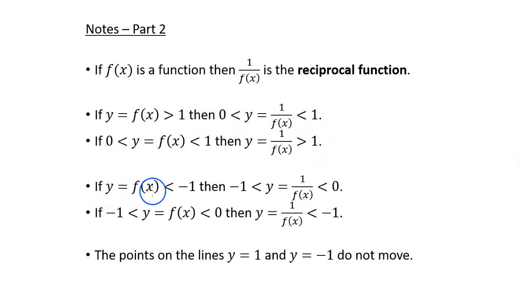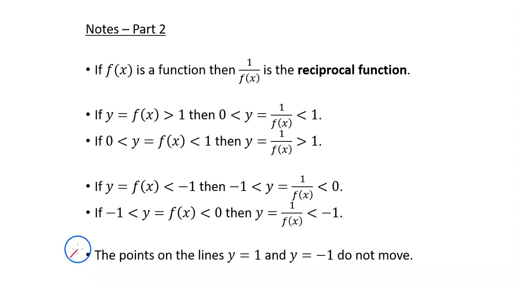And also, if y equals f of x is less than negative 1, then that means that negative 1 is less than y equals 1 divided by f of x, which is less than 0. And if negative 1 is less than y equals f of x is less than 0, then that means that y equals 1 divided by f of x is less than negative 1. So those are all kind of common sense things that you can figure out, but they're useful for sketching the graph of y equals 1 divided by f of x, given the graph of y equals f of x.